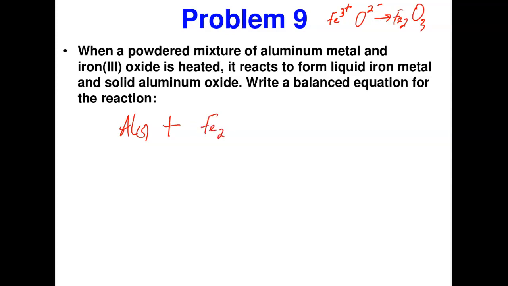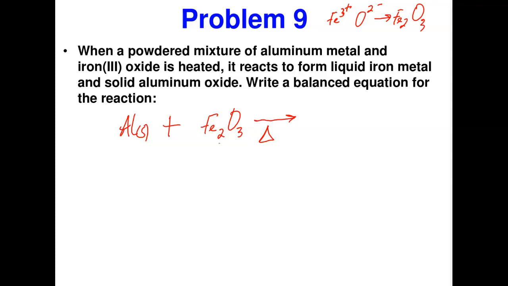Fe2O3. This is the formula. So they're heated. This is usually the sign for heat. The triangle sign is written below or above the arrow. It doesn't matter. And then to form liquid iron.